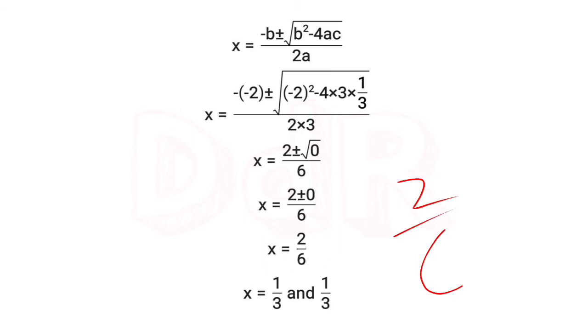So 2 by 6, 2 1s are 2, 3s are 6. So the roots are 1 by 3 and 1 by 3, because the roots are equal.